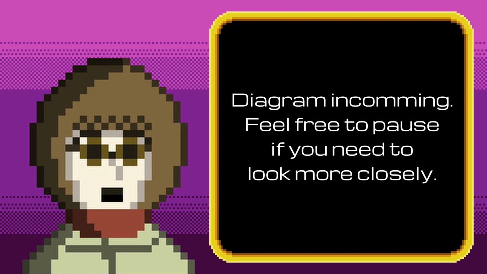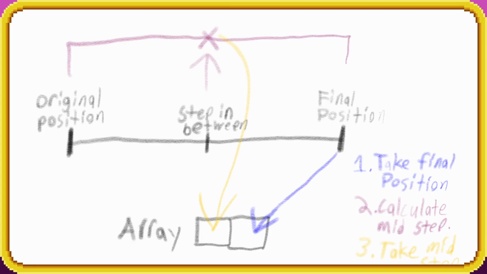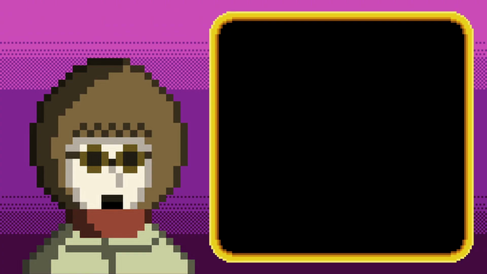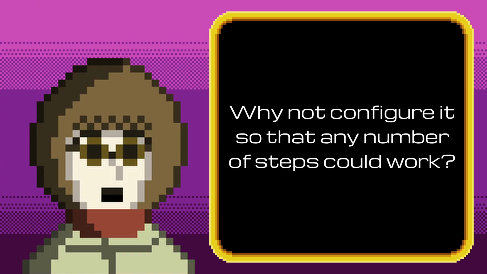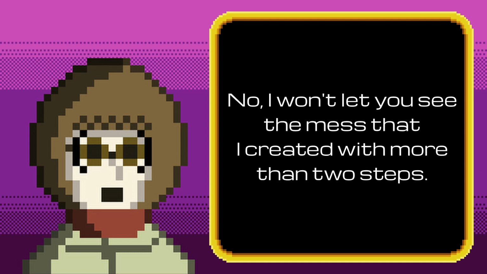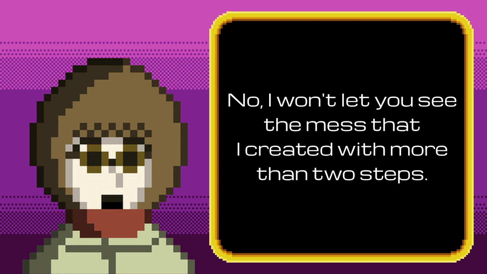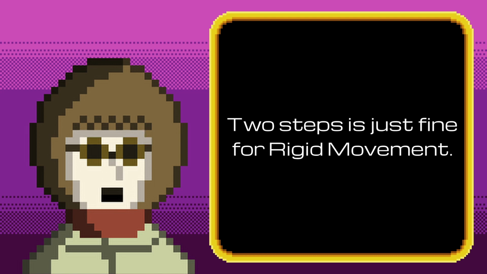Walking was simply a matter of making the player move in an array of 2 positions. The first being halfway in between the initial position and the final position itself. I know no one is asking this, but why just 2 steps? Why not 3, 4, or 1,000 steps? Yeah, I have experimented with allowing for more than 2 steps, but not only was that disastrous, it was ultimately unnecessary. 2 steps is just fine for rigid movement.